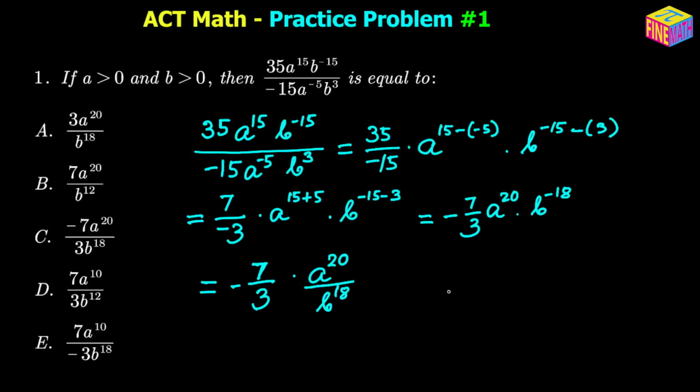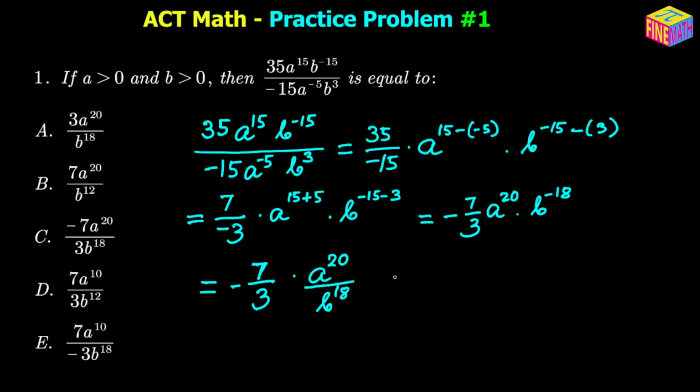Here is another property that I just used. If you have a to the power negative m, it can be written as 1 over a to the power positive m. Using this property, b to the power negative 18 can be written as 1 over b to the power positive 18. That's exactly what I have done. So now this is our answer.